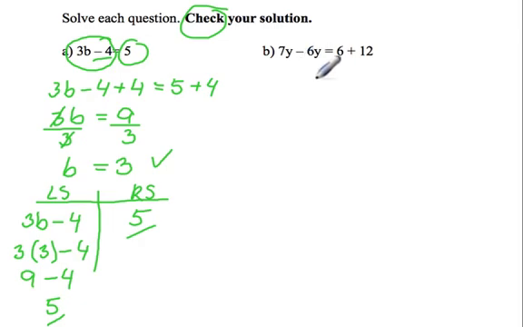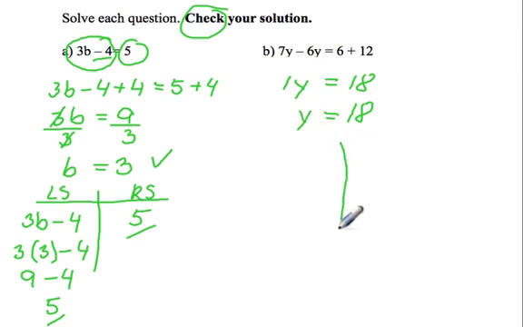Question B. Here we have like terms on the left side. We also have like terms on the right side, so we will collect them first and then solve. 7y take away 6y is 1y, and 6 plus 12 is 18. Or in other words, y equals 18, because 1 times any number is the number itself.